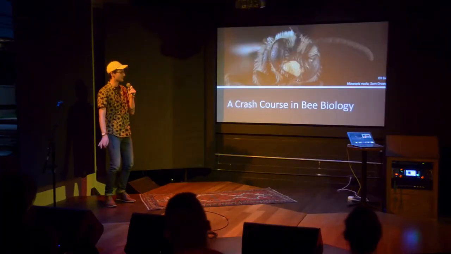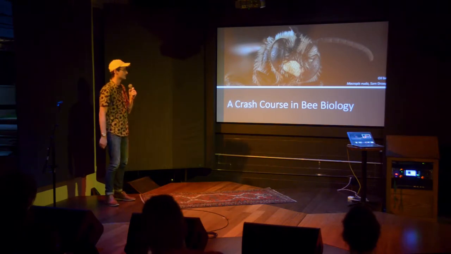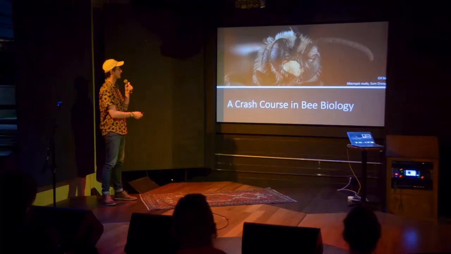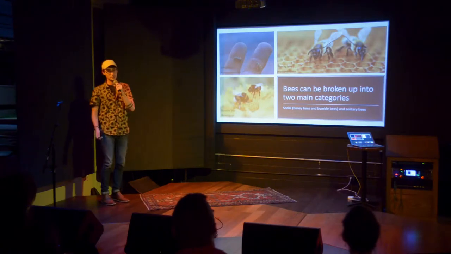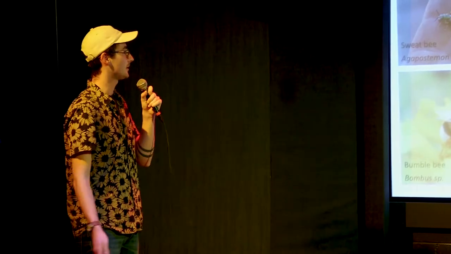Before we get started, I want to give everyone a crash course in bee biology, because bees are really diverse. We have 500 species, or even a little more here in Ohio, and they all have really cool things about them. We can break bees up into two categories: your solitary bees and your social bees. Your social bees are going to be your honeybees and bumblebees, and then basically everything else is solitary.